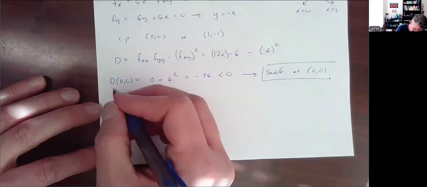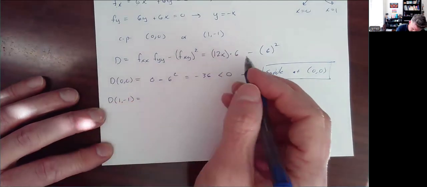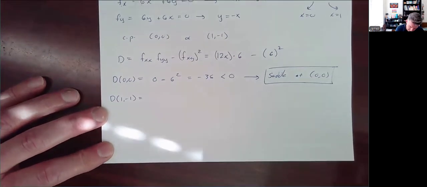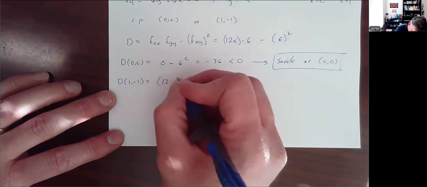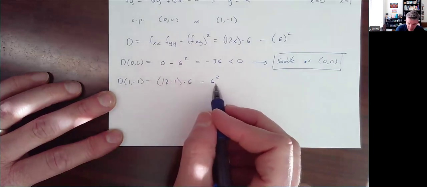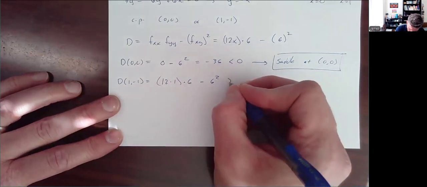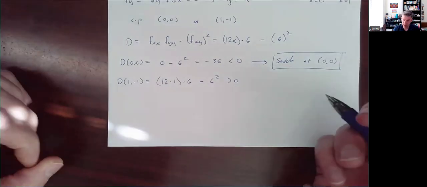Let's figure out what's going on at 1, negative 1. So again, we're going to plug in 1 for x and negative 1 for y. That's fine. So we're going to get 12 times 1 times 6 minus 6 squared. 12 times 6 minus 6 times 6 is certainly positive. So when it's positive, you have to do more work, right? You don't just say it's a max or a min.